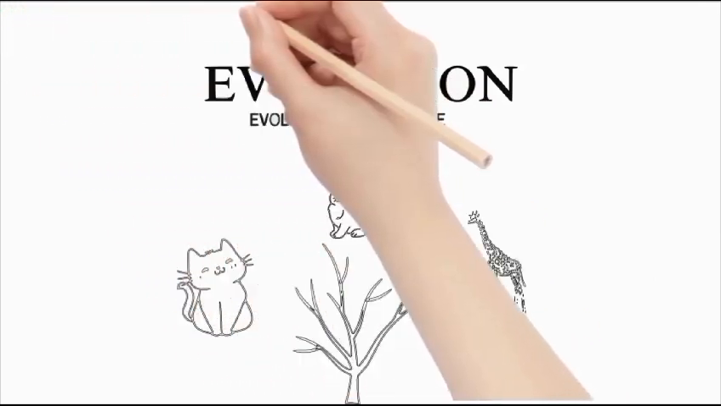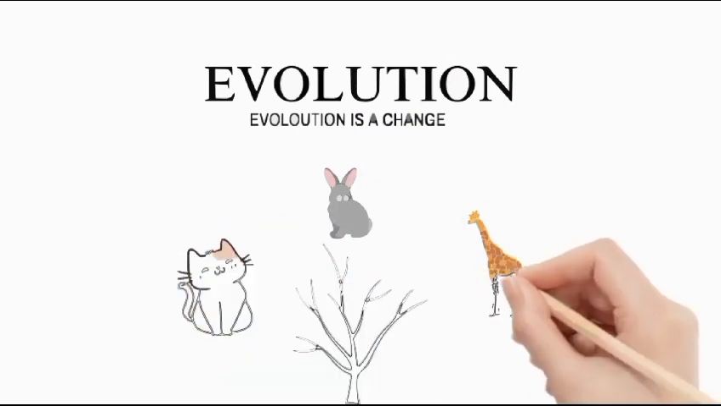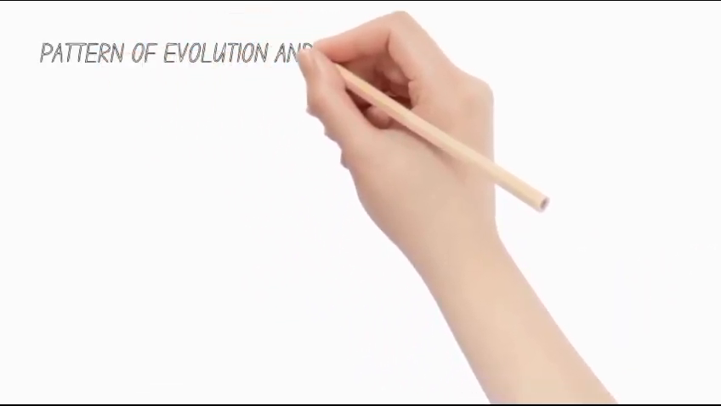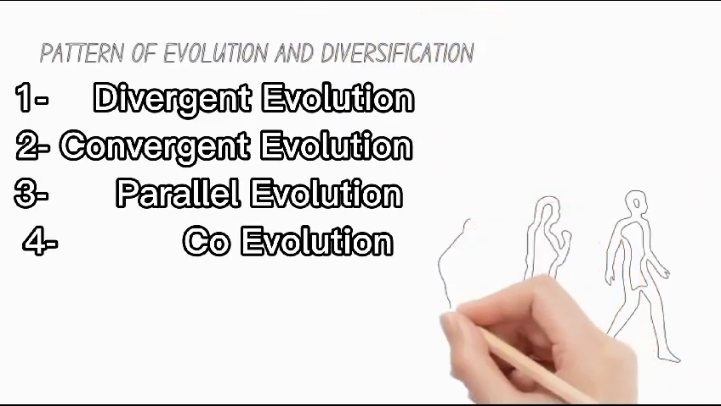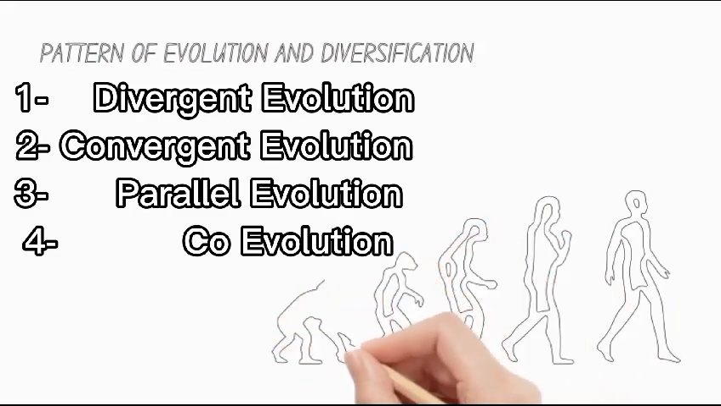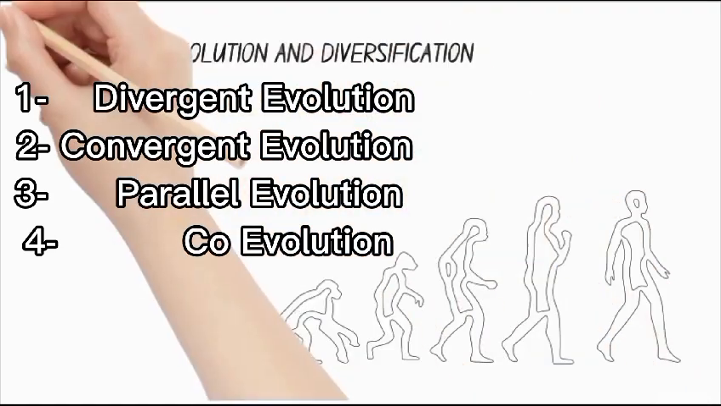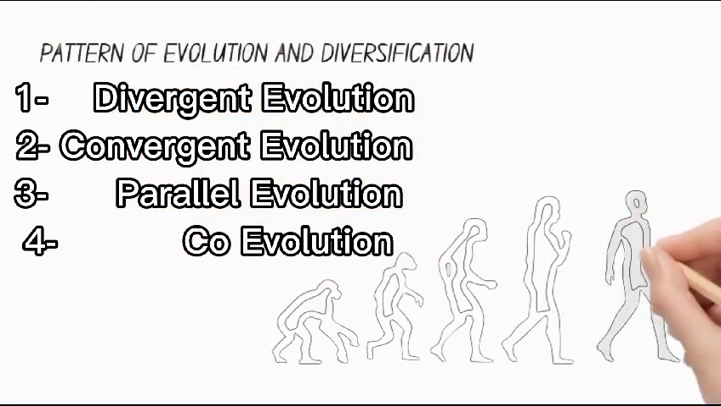Let's dive into the world of evolution. Evolution is the scientifically supported theory that all species of life have developed from a common ancestor. Diversification refers to the various patterns these evolutionary changes can take. In this video, we will explore four major patterns: divergent evolution, convergent evolution, parallel evolution, and co-evolution.